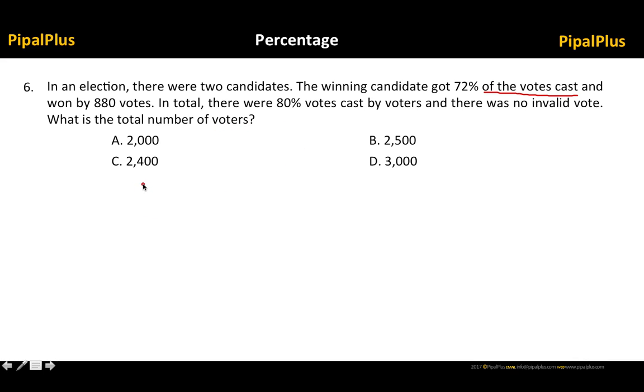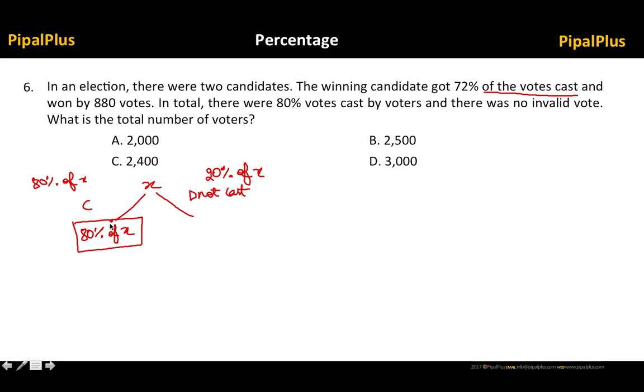So if we start with the total number of voters as X, clearly there were certain voters who cast their vote and certain voters who did not. Out of these, 20% of X did not cast and 80% of X cast their votes. So the people who cast their votes are 80% of X. Now this is further split. Since there are no invalid votes, this quantity 80% of X gets further split between the winner and the loser.